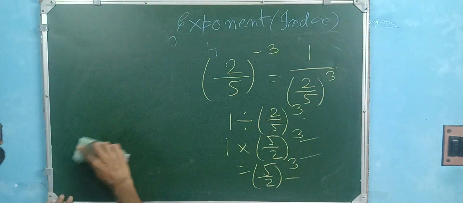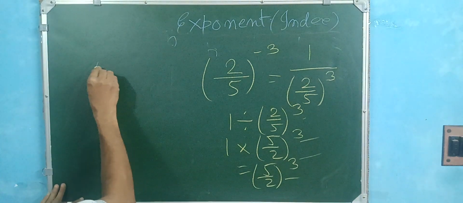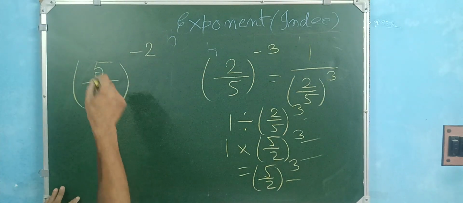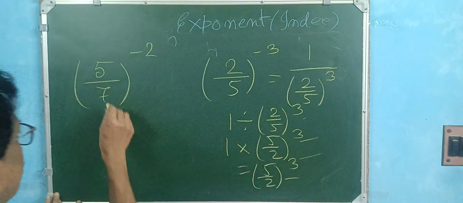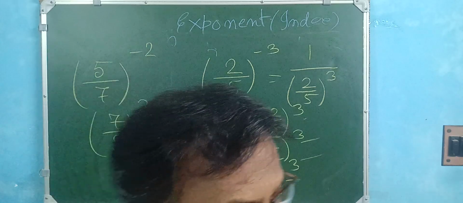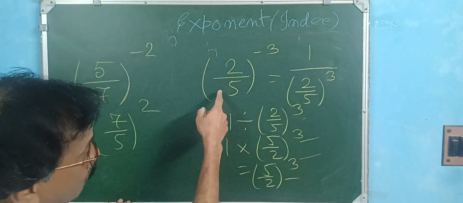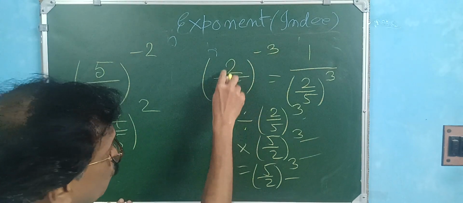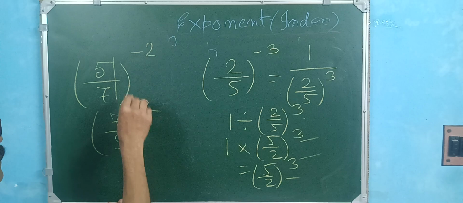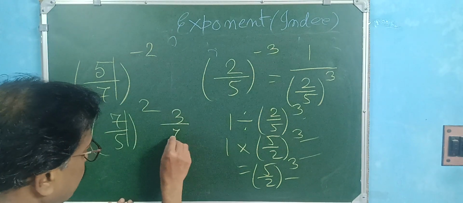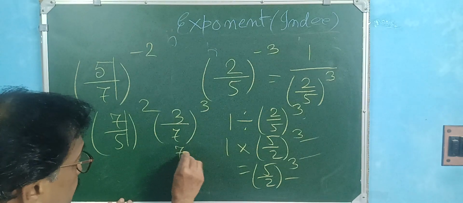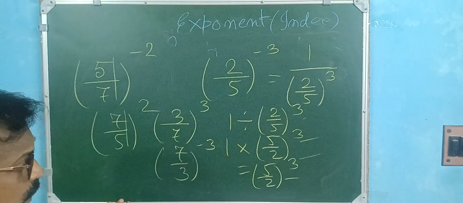Okay. Suppose 5 by 7 to the power minus 2. Just follow this process. That means this is 2 by 5, 5 by 2. Here is 5 by 7, 7 by 5. Just reverse this and the sign also reverses. Directly. That is the way. 2 by 5, this is minus 3. You reverse this, 2 by 5, you write 5 by 2. This is minus, this is plus. You reverse this, 5 by 7, 7 by 5. Here is minus, here is plus. If this is 3 by 7 to the power 3, in this way, just reverse, it is 7 by 3 to the power minus 3. Just reverse this.